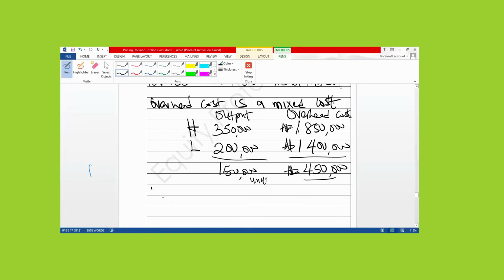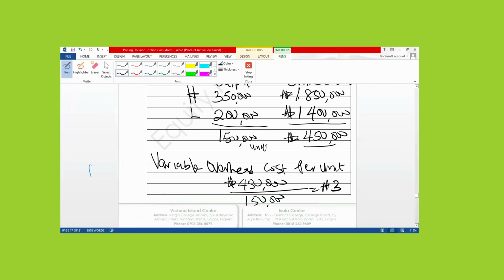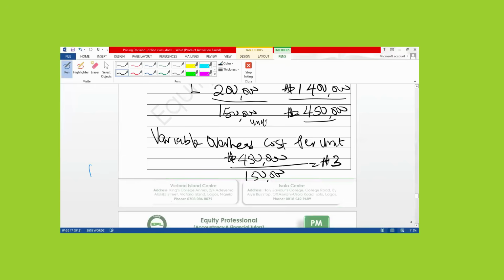Get your variable overhead cost per unit. 3 naira. We have to show the working: 450,000 divided by 150,000. That is 3 naira. Now you have gotten your variable overhead cost per unit.